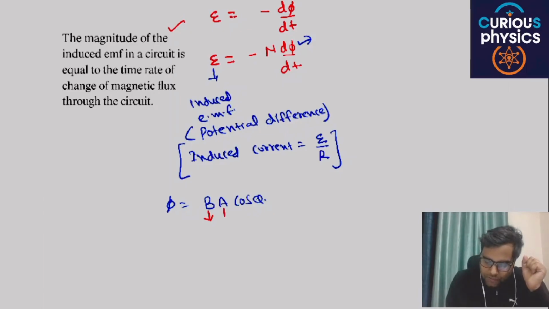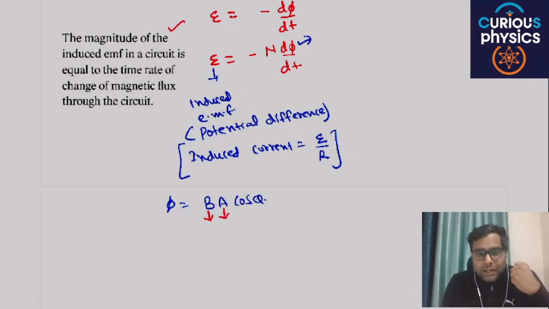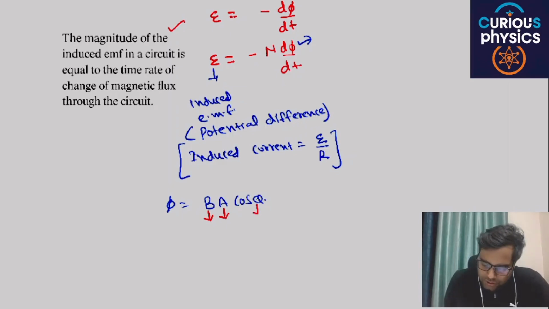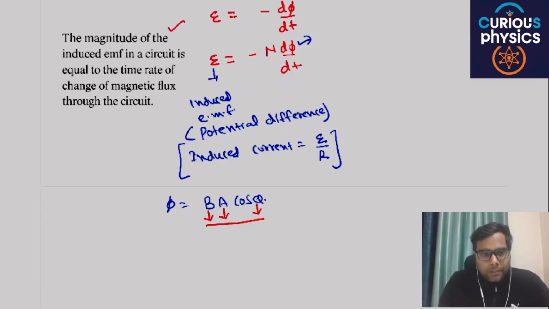You can also change the value of phi by changing the area, by compressing a particular coil or increasing the radius of the coil. You can change the area, and if you change the angle theta continuously, then phi will also change. These three parameters are responsible for changing phi, the magnetic flux: either B, or A, or theta, the angle between B and A. Are you able to understand my point or not?